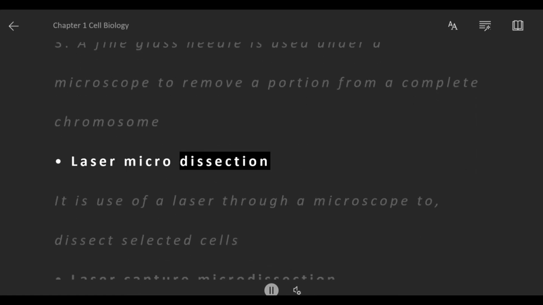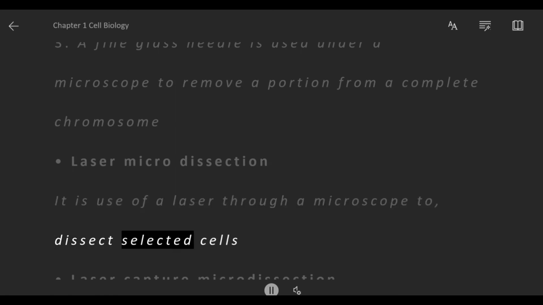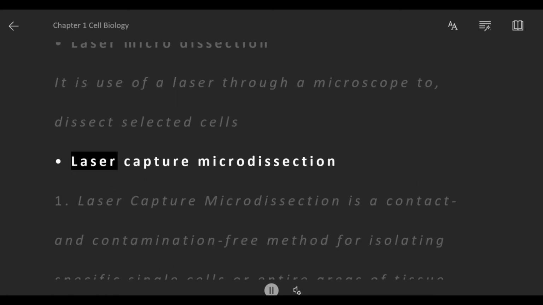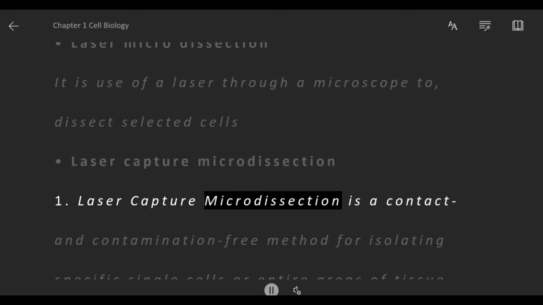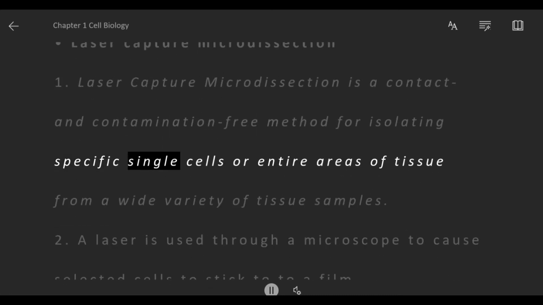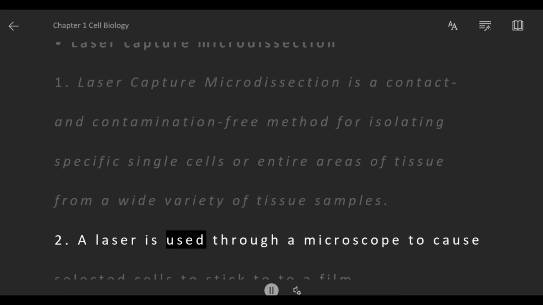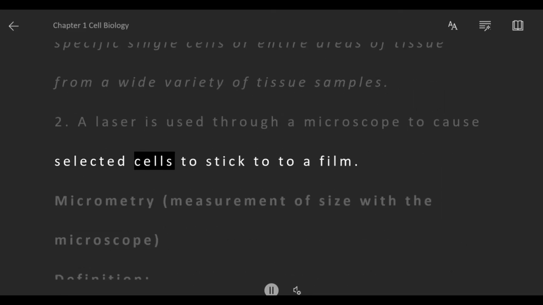Laser microdissection. It is the use of a laser through a microscope to dissect selected cells. Laser capture microdissection. 1. Laser capture microdissection is a contact and contamination-free method for isolating specific single cells or entire areas of tissue from a wide variety of tissue samples. 2. A laser is used through a microscope to cause selected cells to stick to a film.